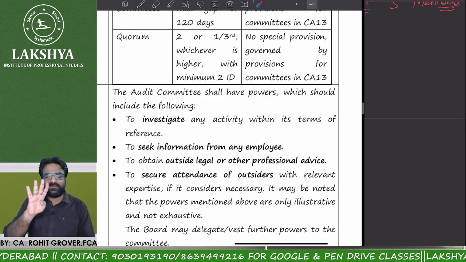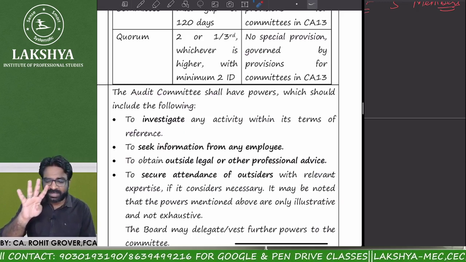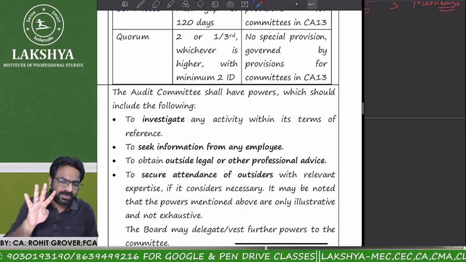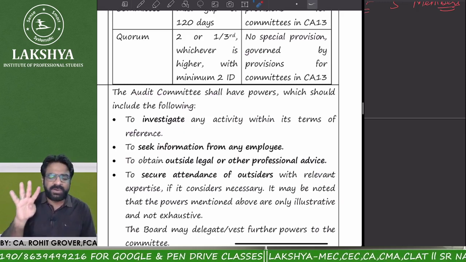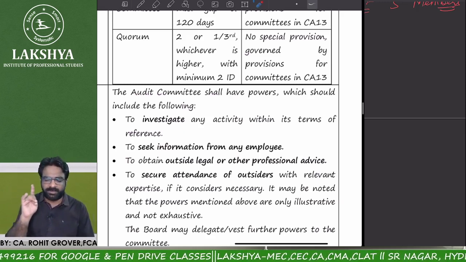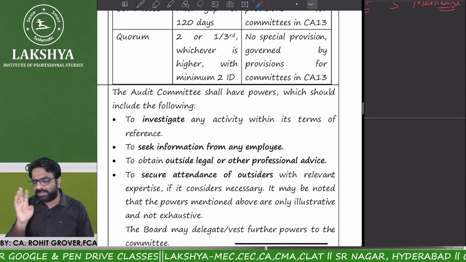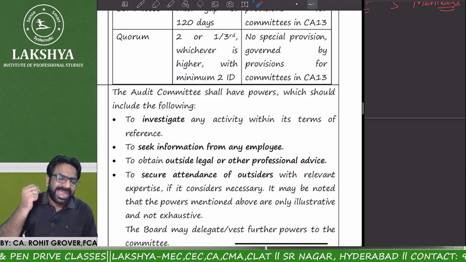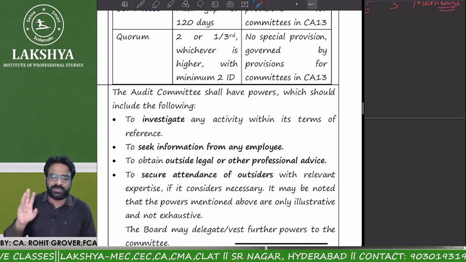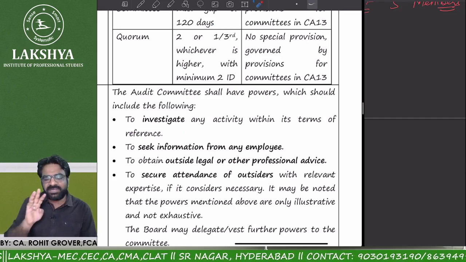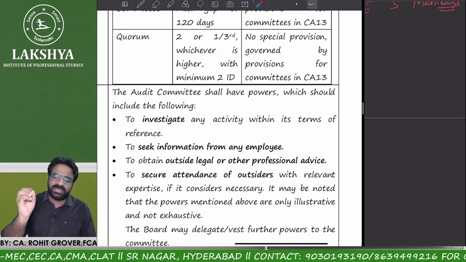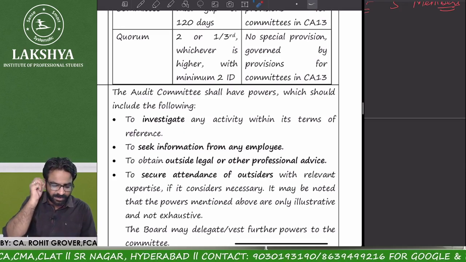So basically, what are the four powers we have done? There are five powers. I'll tell you the fifth one also. What are the four powers we have done? The four powers of the audit committee. Point number one, it can investigate any activity. Point number two, it can seek any kind of information from any person. Point number three, whenever it is in need of any legal or professional advice, it can ask for it and it may hire those persons.